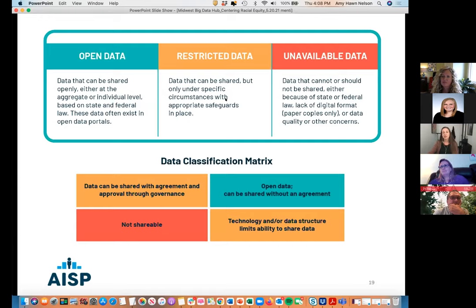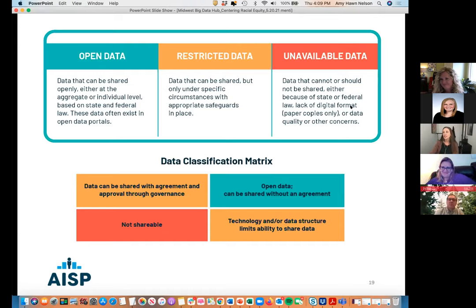We think about restricted data as data that can be used if you are the right user asking the right question in the right context, right? So it is restricted. And then unavailable data can be a couple of different things. It can be just literally data that doesn't exist, or it could be data that is of such poor quality it should not be used for anything, which I'm sure none of you have ever encountered data like that, right?